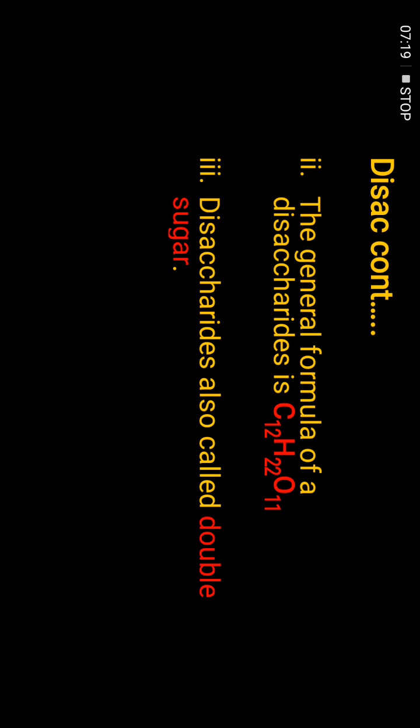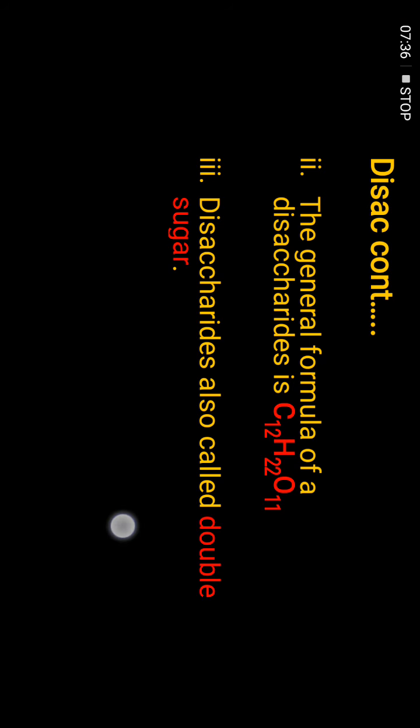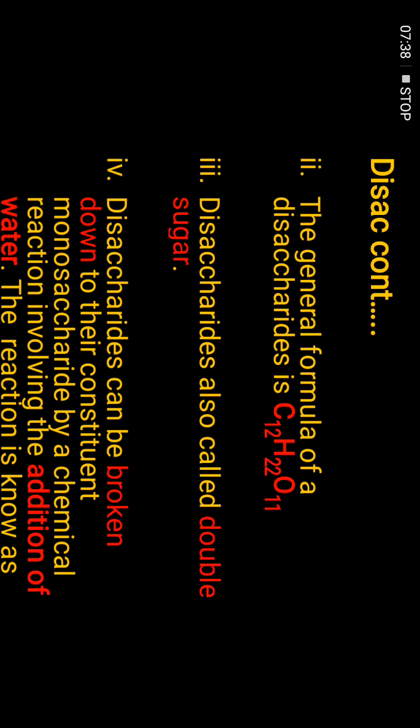So generally the formula for disaccharide will be C12H22O11. Another name for the disaccharide is the double sugar. Now if you can form the disaccharide, it means you can also break it. When we want to break the disaccharide, you have to add water, because when you form it, you remove water. Of course, when you go backward, you must add water, and the process is known as hydrolysis.